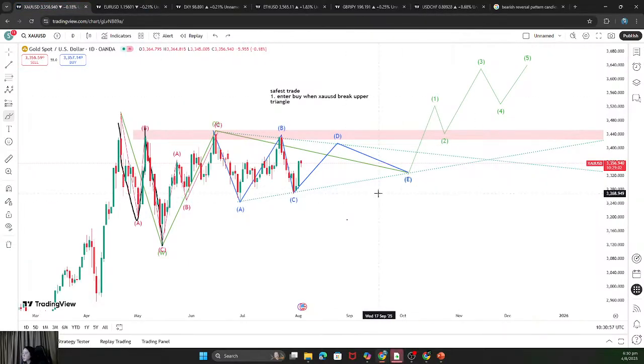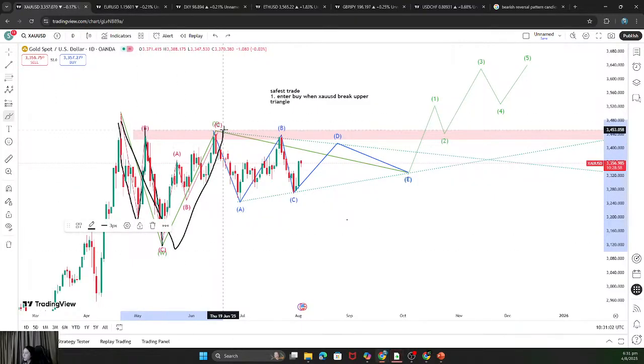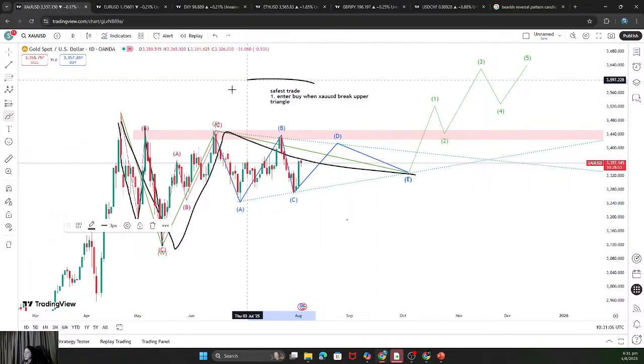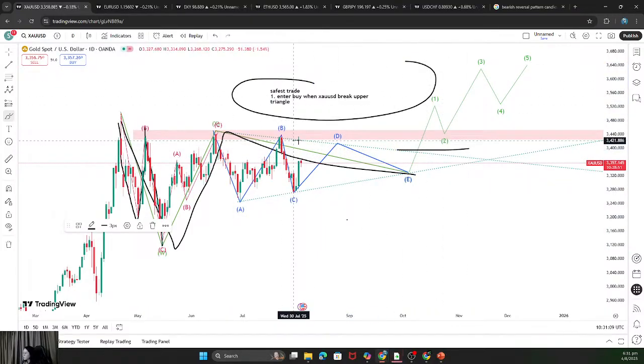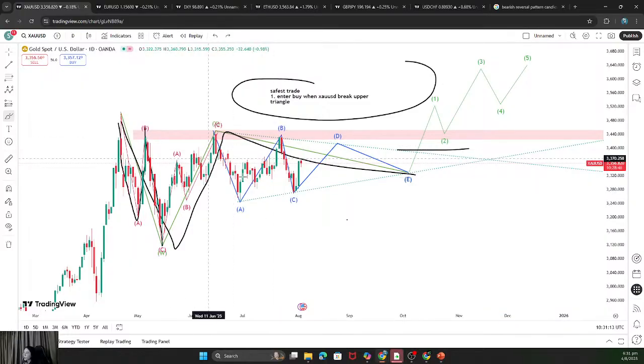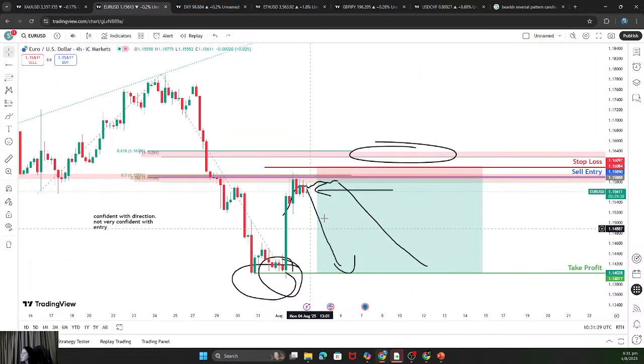But okay, let's go through this again. I think we are on WXY for gold. The safest is to wait for the breakout of the triangle before getting in. If you want to be greedy, you can get in for a buy at E, but there's a chance you get burned. The safest is still the break of the triangle. That is the best. Just being patient.